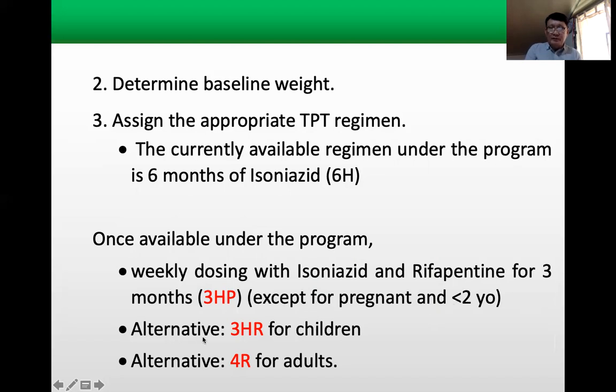There's also an alternative, 3HR for children, 3 months of isoniazid and rifampicin for children, and another alternative, 4 months of rifampicin for adults. Okay? So again, currently, we are still using isoniazid for 6 months. But once it is already available under the program, we will be shifting to these regimens, which contain isoniazid and rifampicin, or rifampicin alone. Okay?